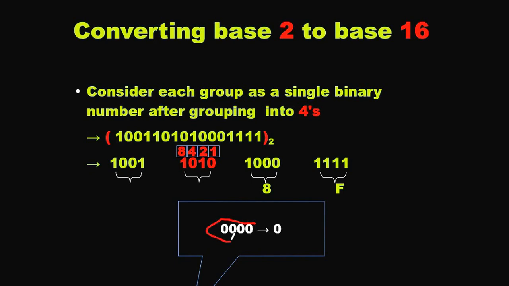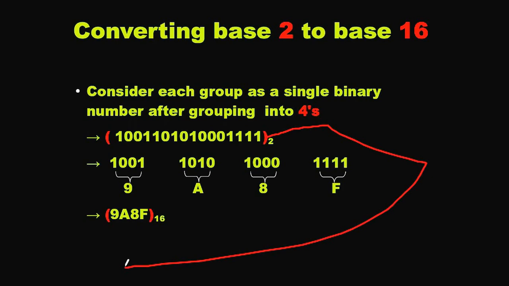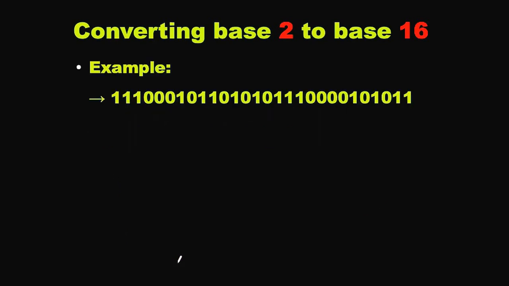If I had 0, 0, 0, what's that? That's going to be 0. 1, 2, 3, 4. 1, 1, 1, F. And by time, you'll get used to it. 10 equals A. That's the way I get it. And that's 9. And this binary number is what? This hexa number. Now there's another example.